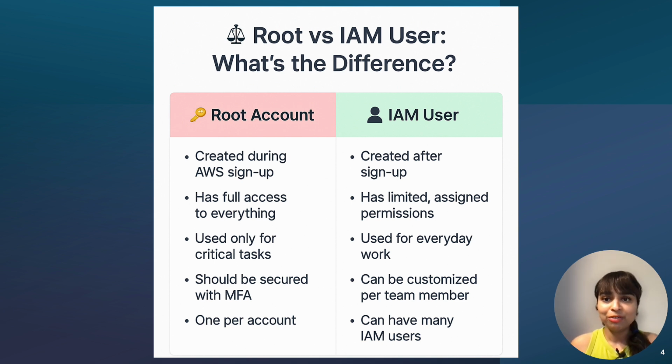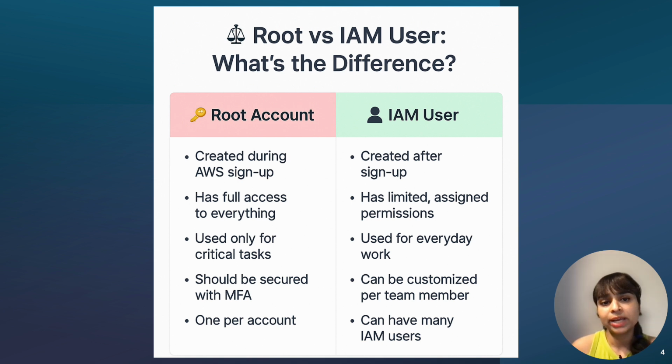Alright, now that we have created our root account, the next crucial step is: don't use it. Seriously, you only use the root account for setting up your AWS environment. Think of it like the master key to your entire cloud kingdom. Instead, we create something called an IAM user, which stands for Identity and Access Management, which we will be creating in our next slide. An IAM user is like a regular account that you can assign to yourself, your teammates, or for any other applications. Each IAM user can have its own username, password, and custom permissions.